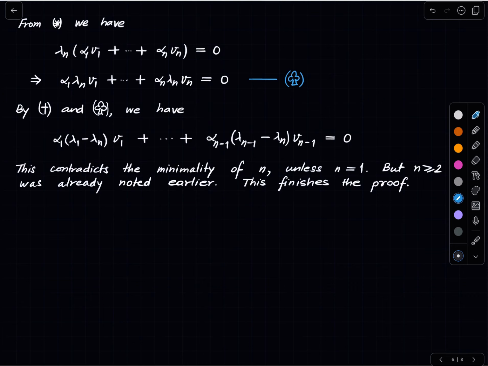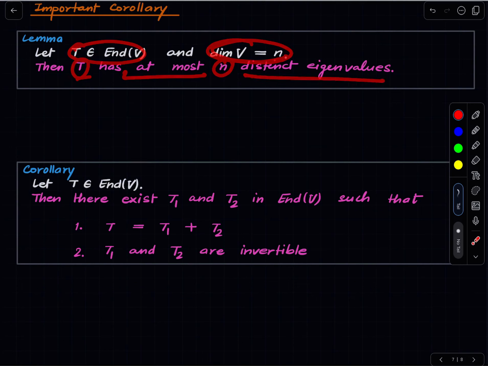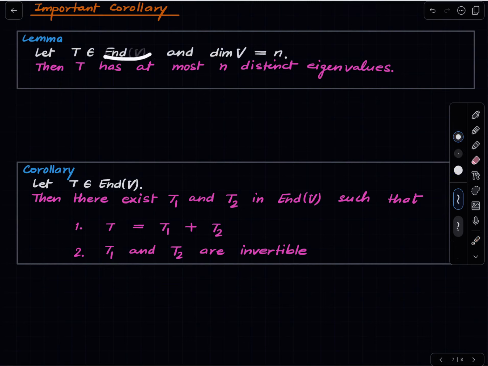Okay, and this has nice consequences. So the first consequence, the main consequence that we draw: if T is an endomorphism on an n-dimensional vector space, then T has at most n distinct eigenvalues. It cannot have more than n, because if it had more than n, you would produce more than n linearly independent vectors, but that would contradict the dimensionality of the vector space.